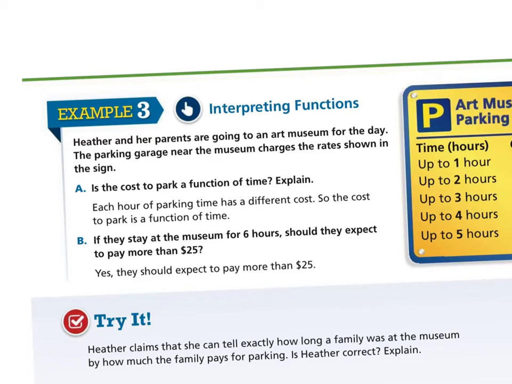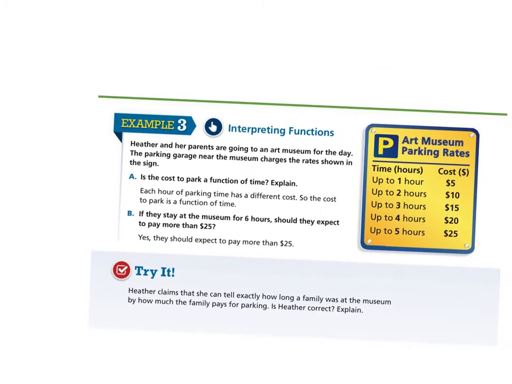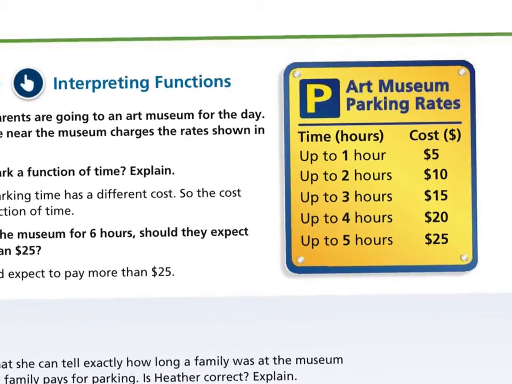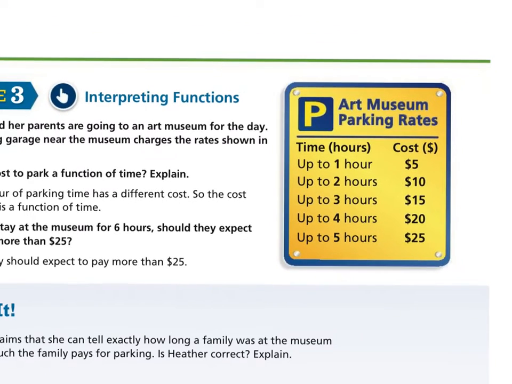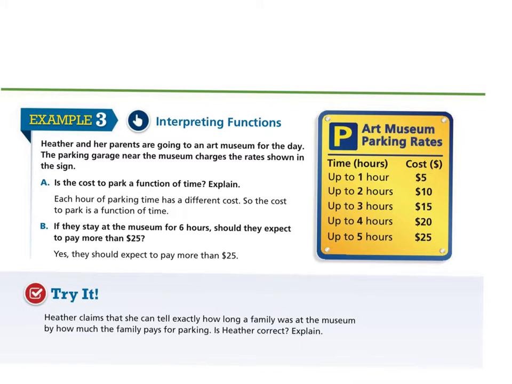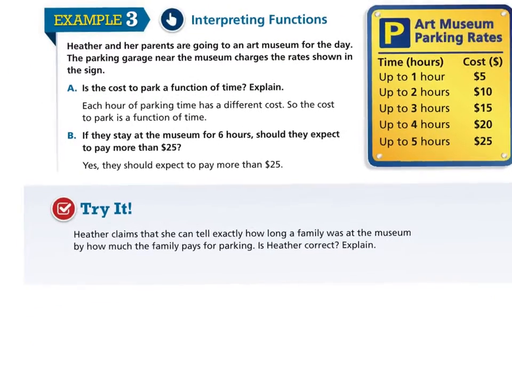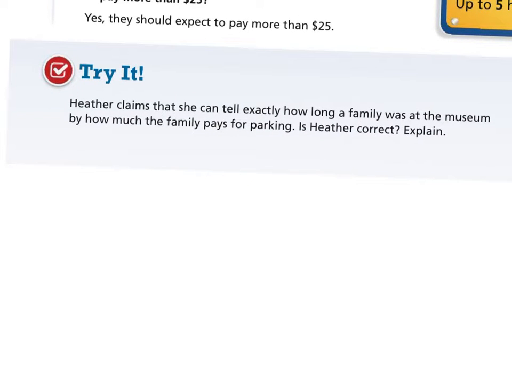And then part B, if they stay at the museum for 6 hours, should they expect to pay more than $25? 6 hours. This says only up to 5 hours is $25. So we're going to assume if they go more than 5 hours that would be more. They should probably put that on their sign, what that cost is going to be, but that would be a reasonable expectation. Okay? And then the try it, Heather claims she can tell exactly how long a family was at the museum by how much the family pays for parking.